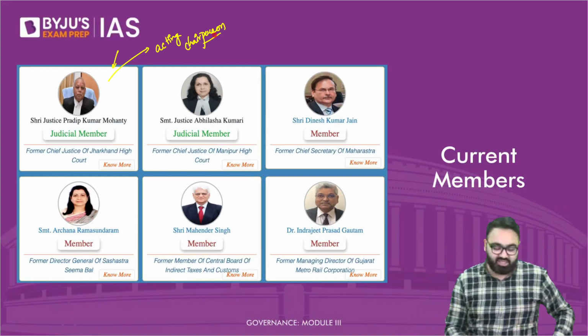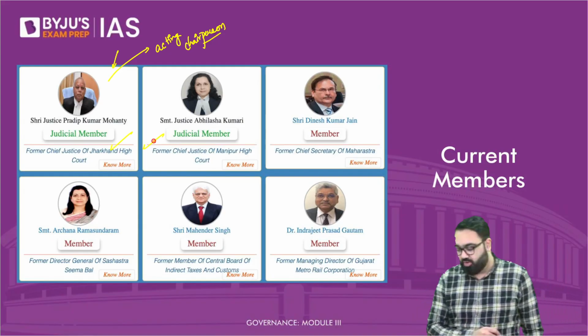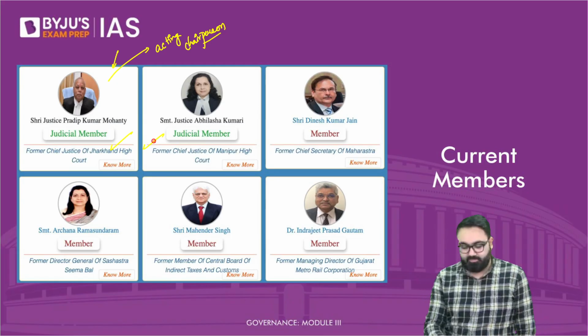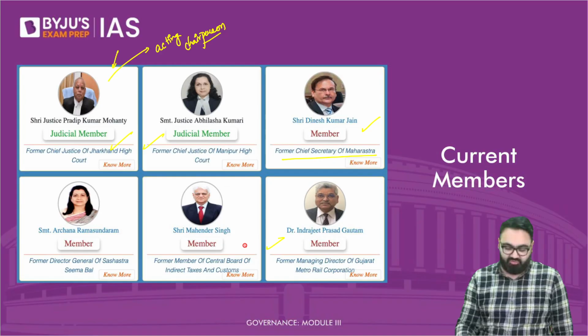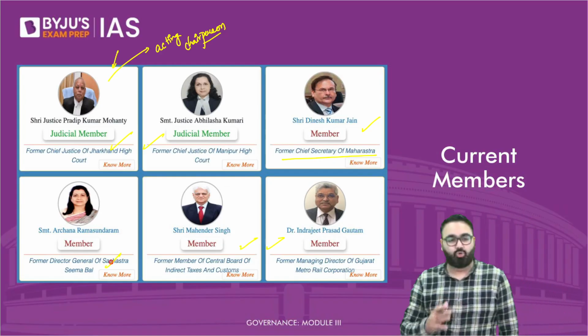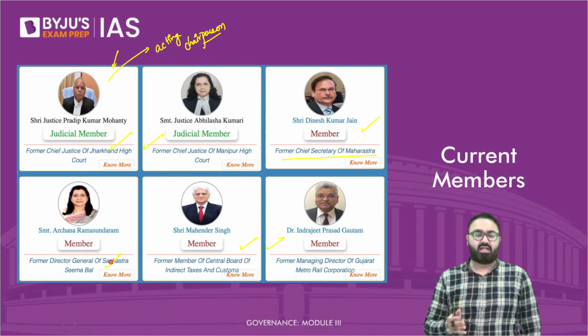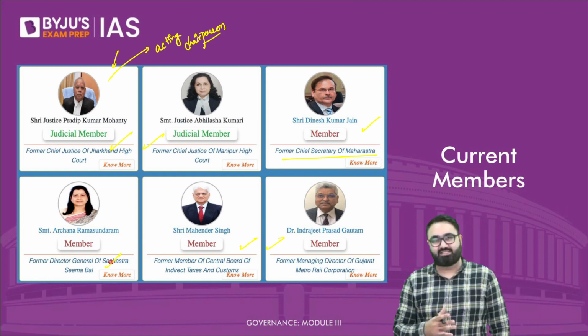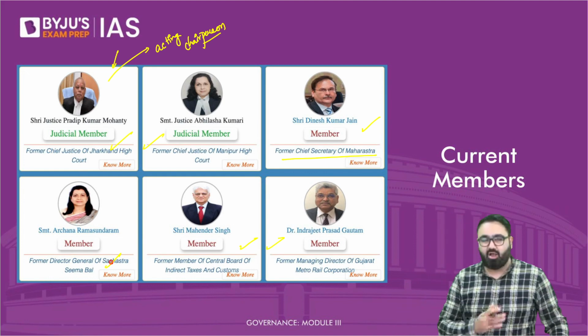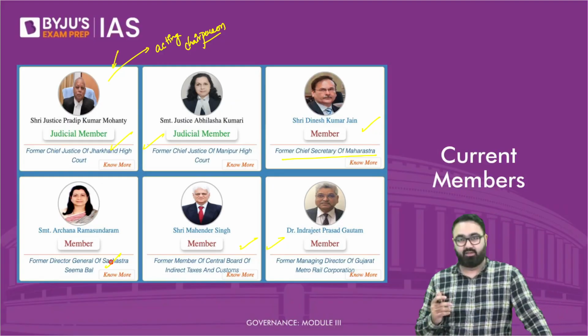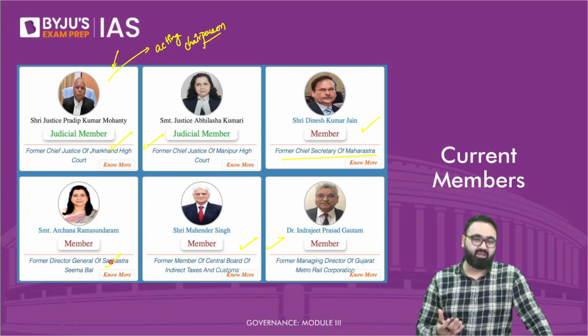Out of these, as you can see, 2 are from the judiciary, 4 are non-judicial members. That is, we have the former Chief Secretary of Maharashtra. We have other officers as well. This is how the Lokpal is composed right now. Again, just like other organizations like the CIC, you will see vacancies here as well. This is a very common pattern in the government: vacancies in government offices, with posts usually not being filled properly. All these are common occurrences.